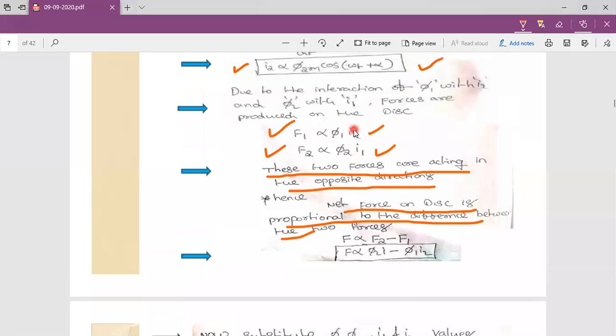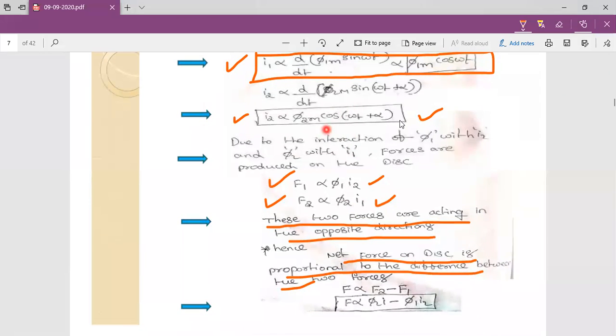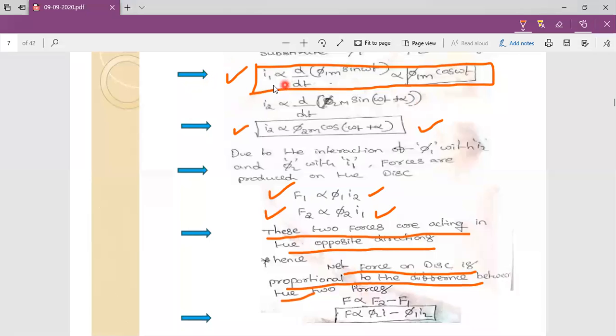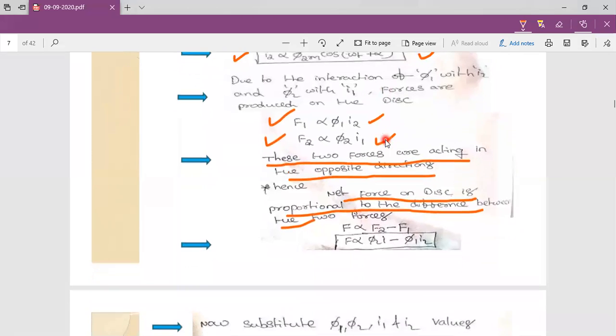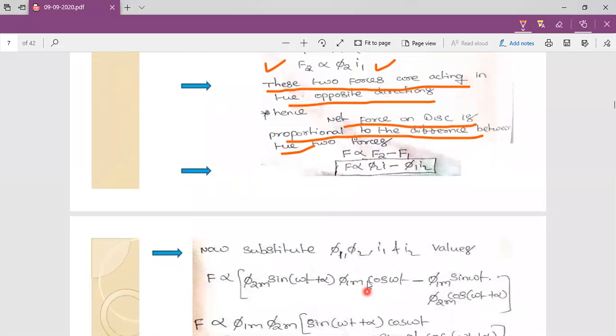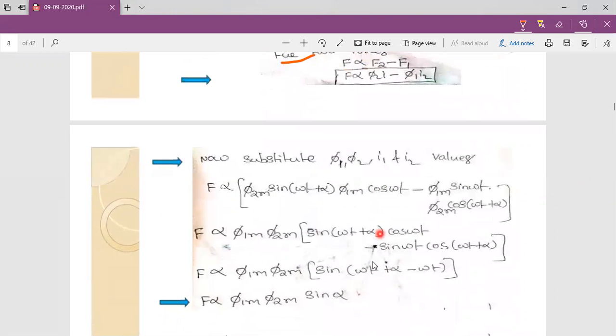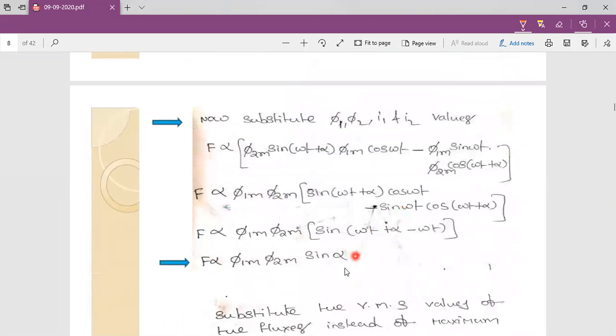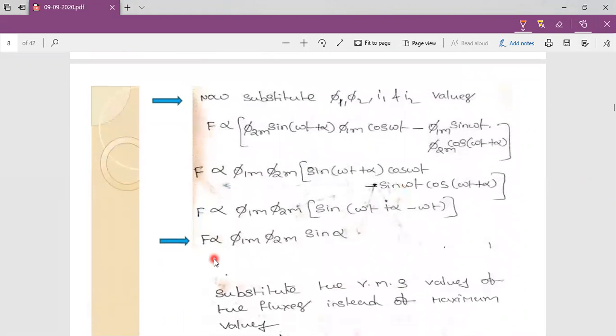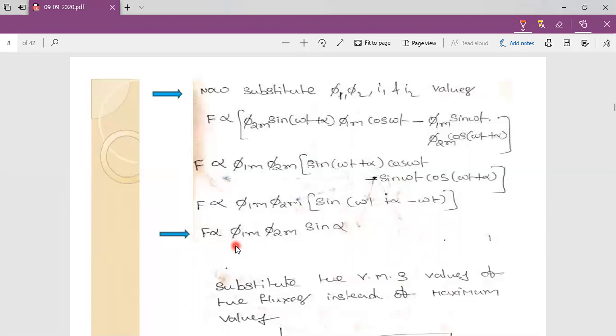We calculated that the I1 value is phi1m cos omega t, and the I2 value is phi2m cos(omega t plus alpha). Directly we substitute these values in this equation. Then finally, after simplifying and solving the equation, we can get the F value, the net force value. That net force value is equal to phi1m phi2m sine alpha. This is the final solution of torque.